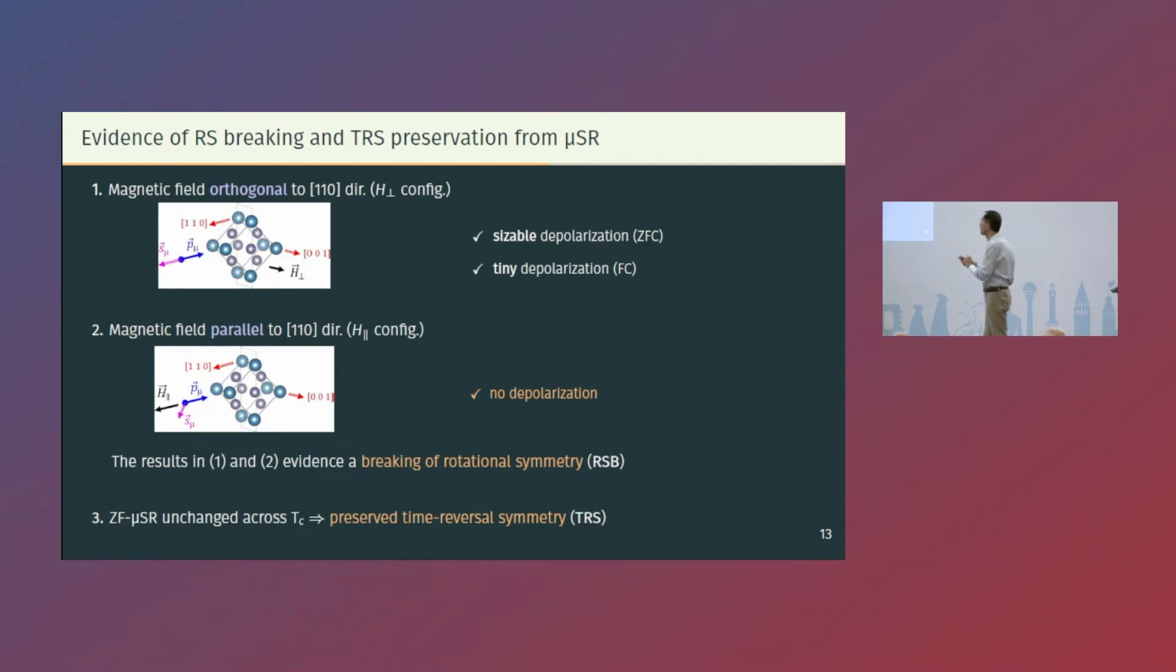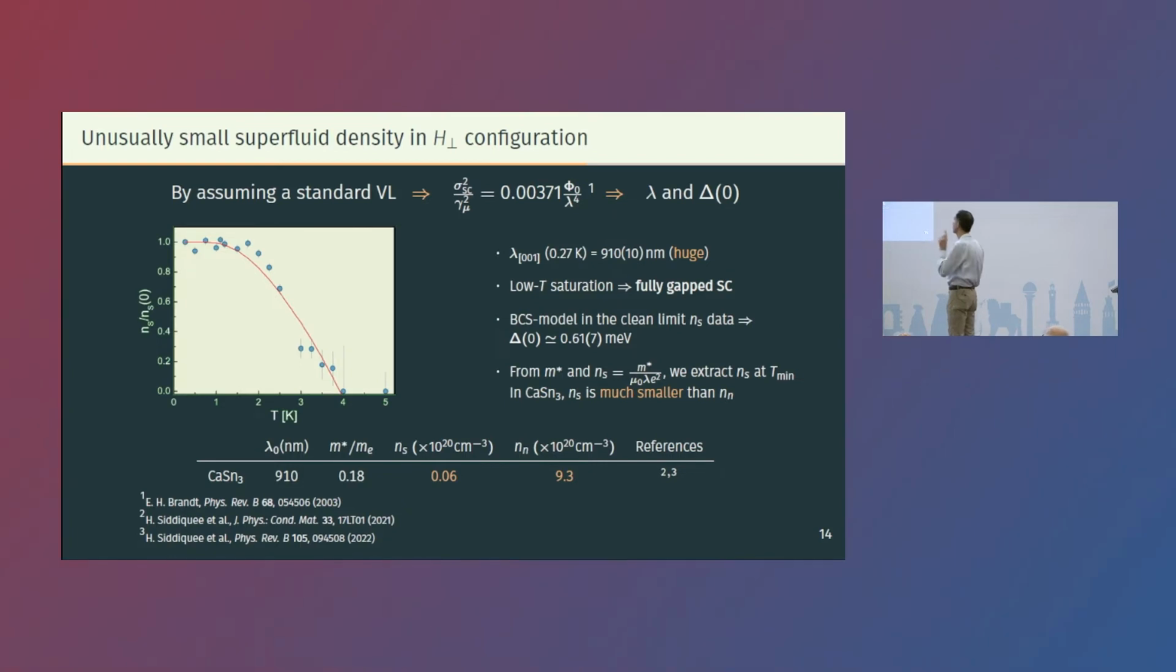Now, let's try to summarize what we did until now. By applying the field in different directions, we find in one case tiny depolarization, in another case no depolarization. These two allow us to tell there is a breaking of rotational symmetry. This is a confirmation of what we already know from the other measurements, a local probe confirmation. The other thing is what I just told you, the preserved time reversal symmetry. If you go into more numerical details, this is also very important. This is the standard vortex-lattice model, and this is the famous Brandt formula, which connects what we measure, sigma, with what we want, lambda, the decay, okay?